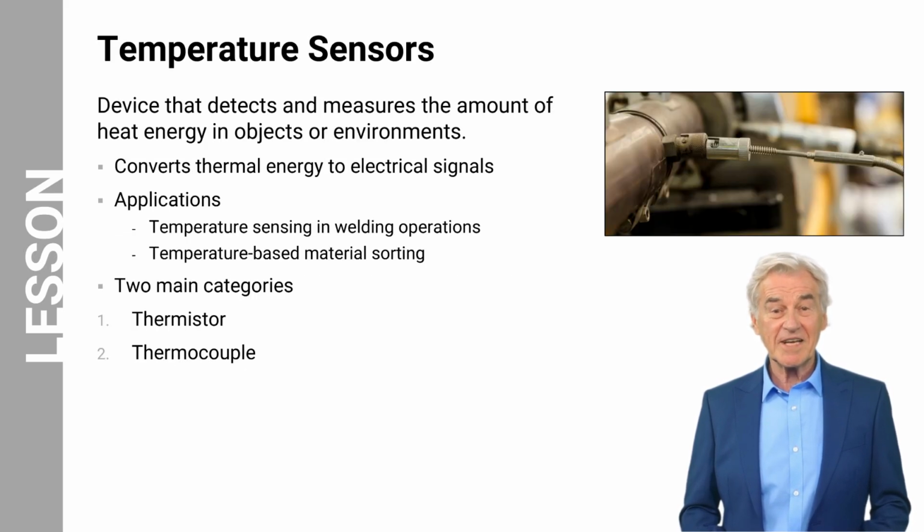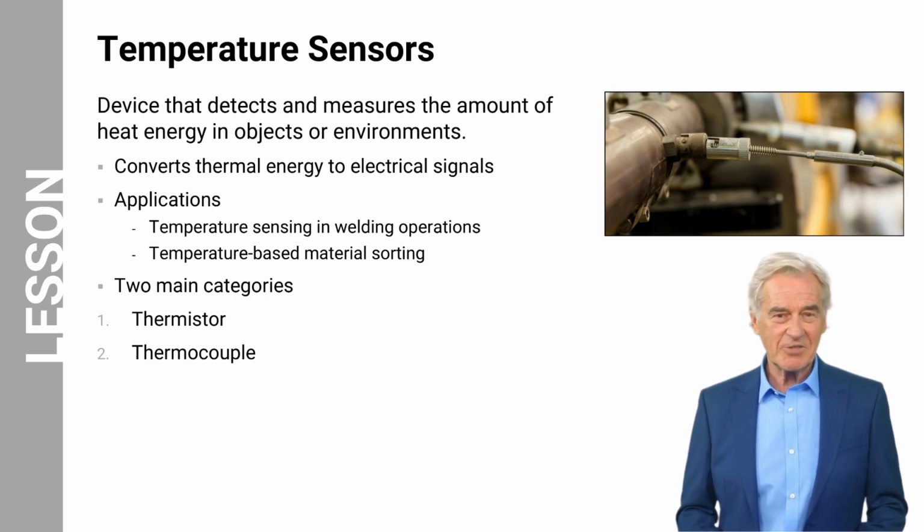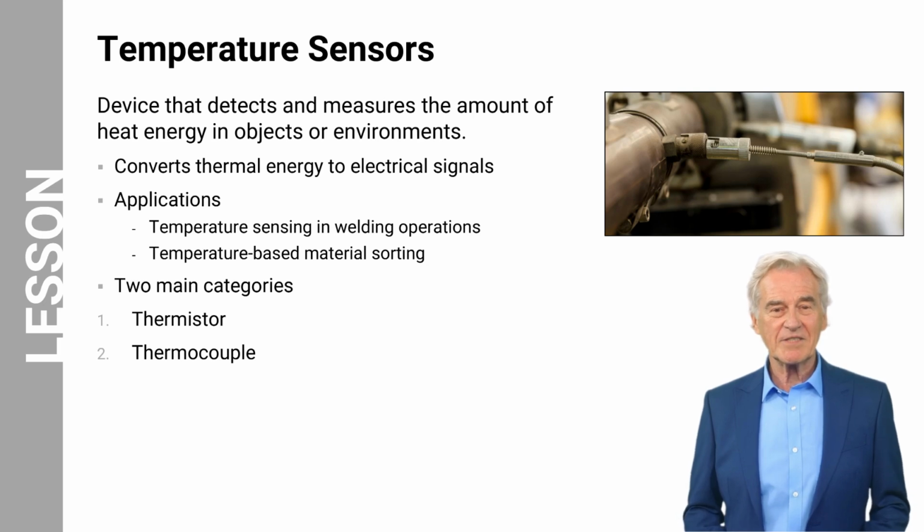The next type of sensor is the temperature sensor. These are devices designed to detect and measure heat energy present in objects or environments, converting thermal energy into electrical signals that can be processed and monitored. In industrial robotics and manufacturing, temperature sensors play an essential role in welding operations, where they monitor and control heat levels to ensure proper weld formation and prevent material damage.